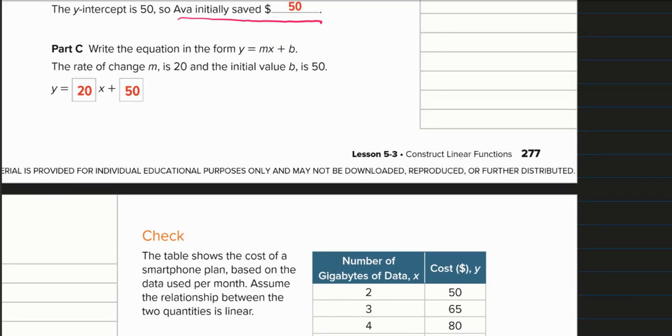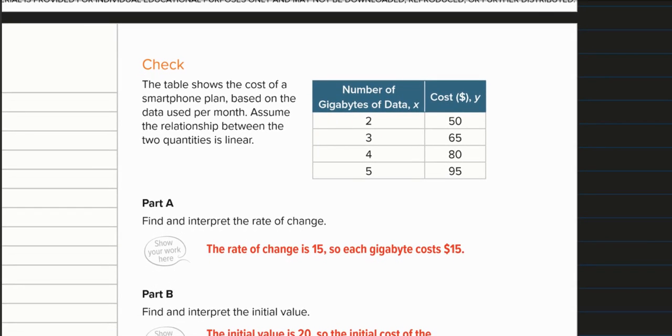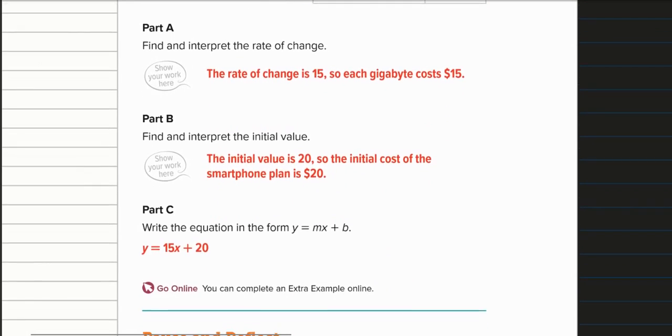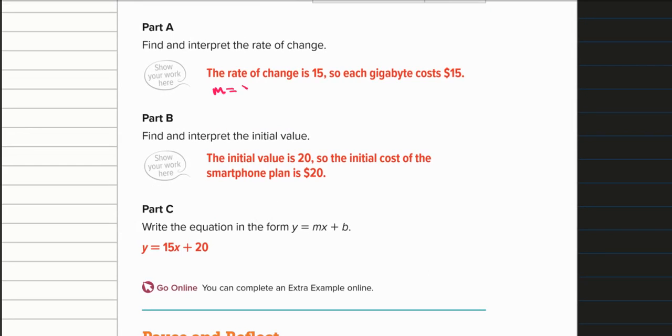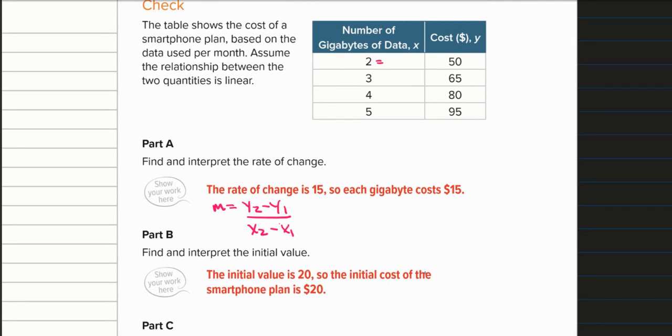Now that you've tried the check, let's talk about it. The table shows the cost of a smartphone plan based on the data used per month. Assume the relationship between the two quantities is linear. So we're going to do the same thing and find our rate of change. To find the rate of change, we look at slope equals y2 minus y1 over x2 minus x1. We know 2 is going to be our x1, 3 is going to be our x2, 50 is y1, 65 is y2.